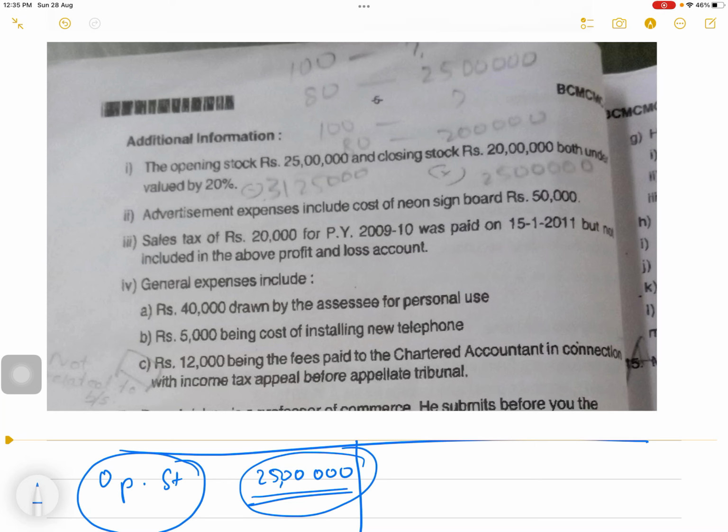12,000 being the fees paid to chartered accountant in connection with income tax appeal. Any fees paid to chartered accountant is allowed. This 12,000 is allowed and it is shown in the P&L account. So whatever is done is correct only, so you are not supposed to do anything about it. In this question general expense includes only this 40,000 which does not belong to the P&L account. 5,000 and 12,000 belong to the P&L account. So 40,000 effect you will remove by adding.